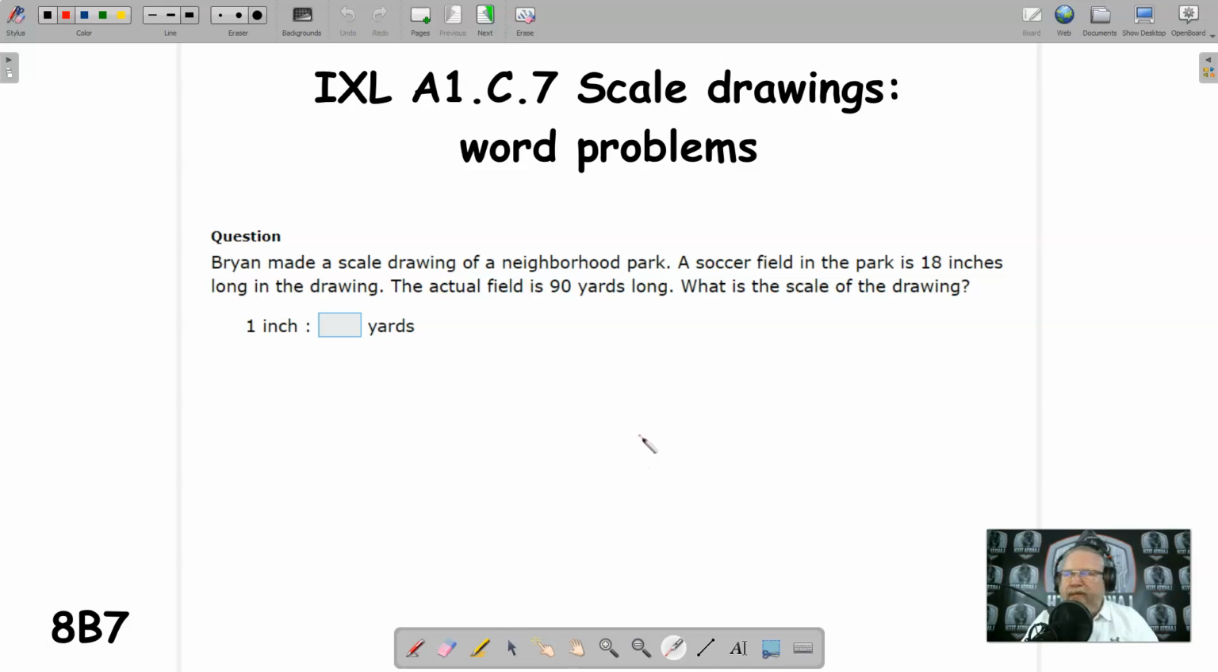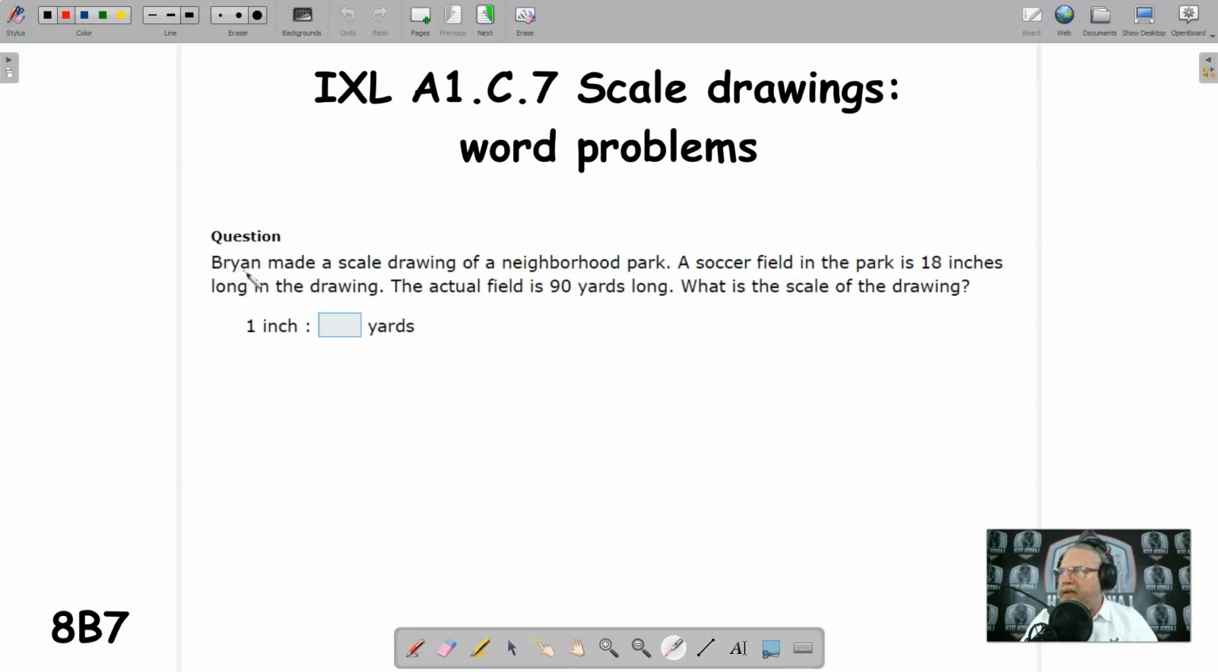Hello, this video is for IXL Activity A1.C.7. It's titled Scale Drawings, and they are indeed word problems. The 3-character code for this activity is 8 Bravo 7.